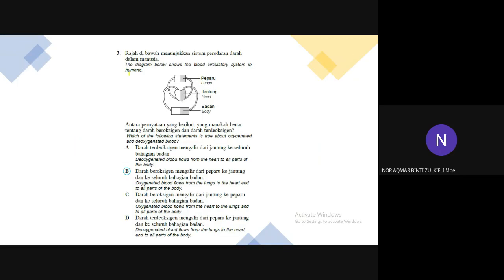Okay, number 3. The diagram below shows the blood circulatory system in humans. Which of the following statements is true about oxygenated and deoxygenated blood? So please class, remember where the oxygenated blood is. Okay, please remember, on your right side is oxygenated blood. On your left side is deoxygenated blood.